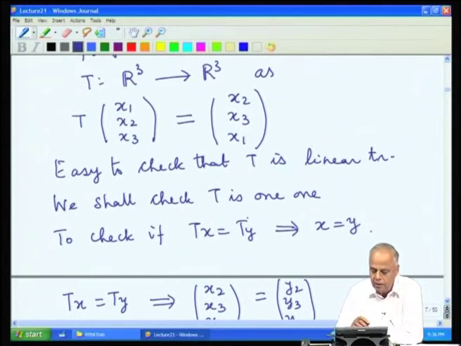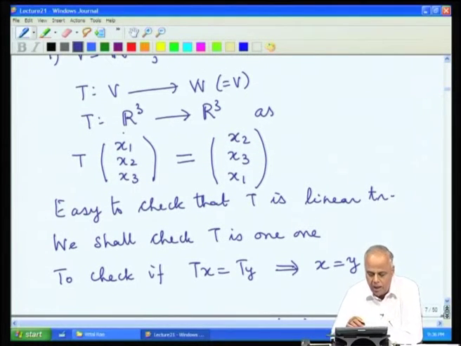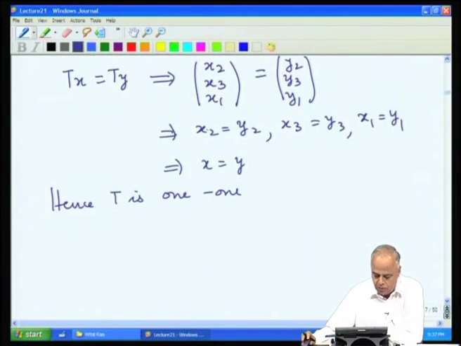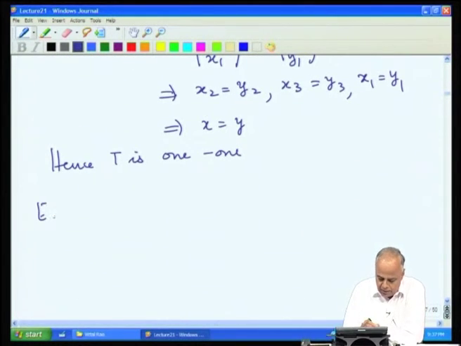Notice here that the dimension of V is 3 and the dimension of W is also 3. We said that a priori requirement for having a 1-1 linear transformation is that the dimension of V must be less than or equal to the dimension of W. Here is a case where the dimension of V is equal to that of W. Let us look at another example.